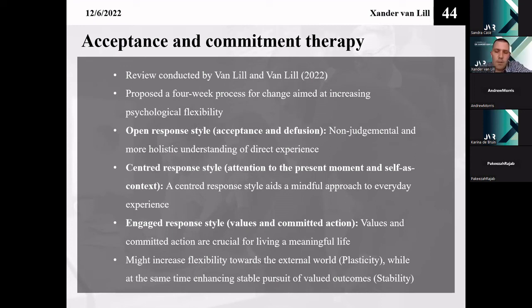But basically, from a personality point of view, this therapeutic framework addresses two kinds of therapeutic processes: increasing an open response style, which might help with something like increasing your flexibility, while at the same time also addressing a higher engaging response style, more of that stability component, where you clarify your values and commit yourself to a particular course of action and future goals that you want to achieve.